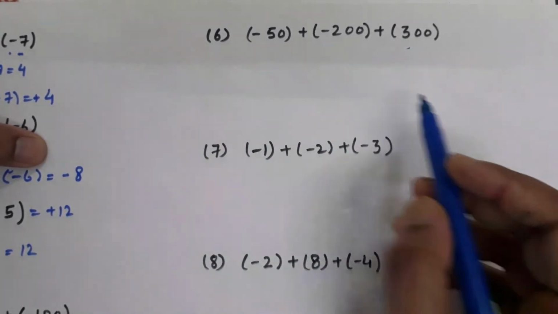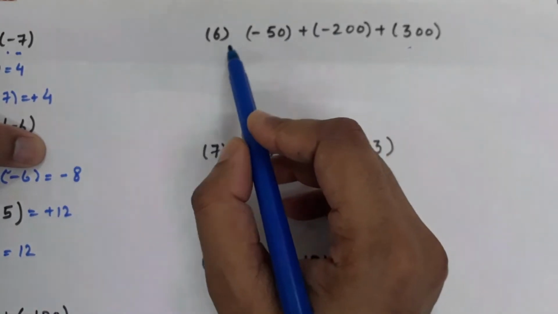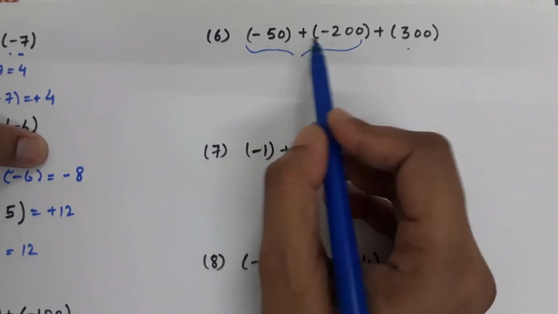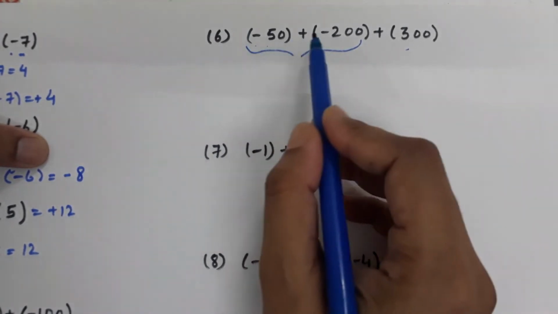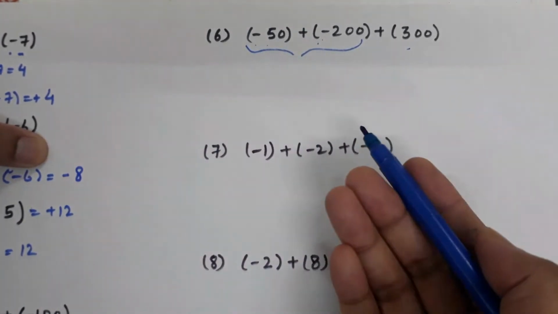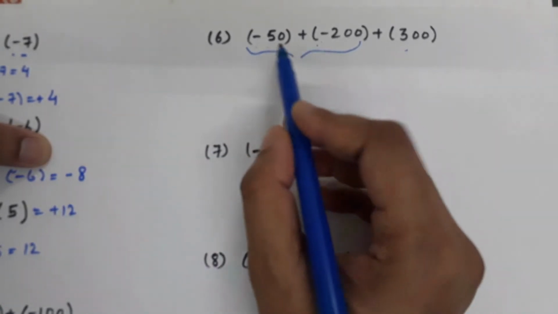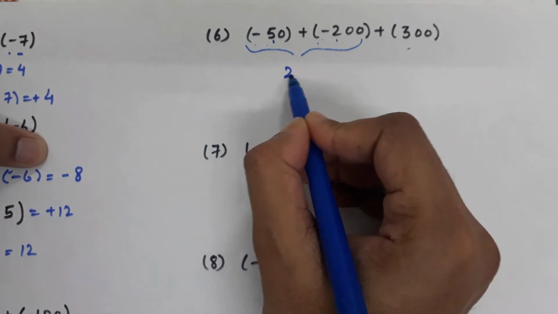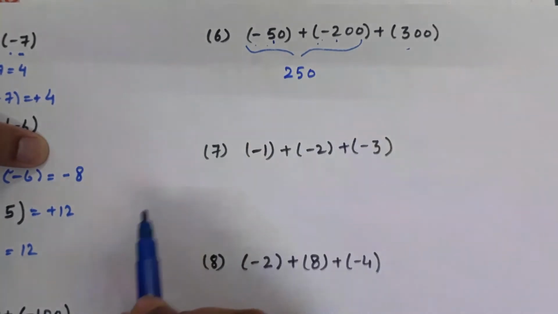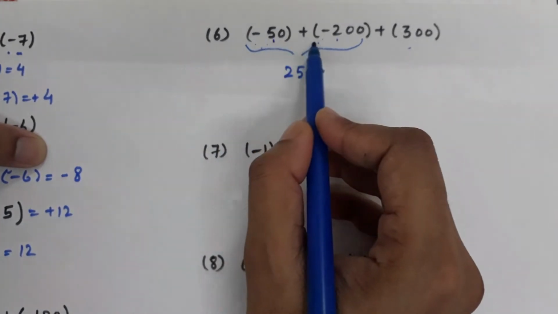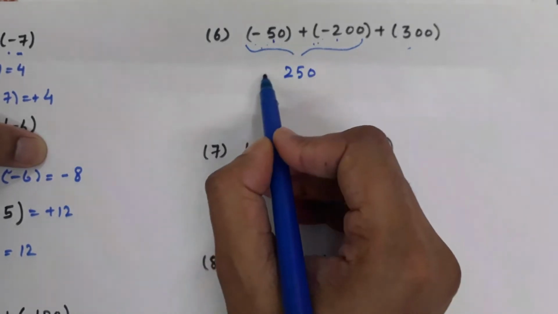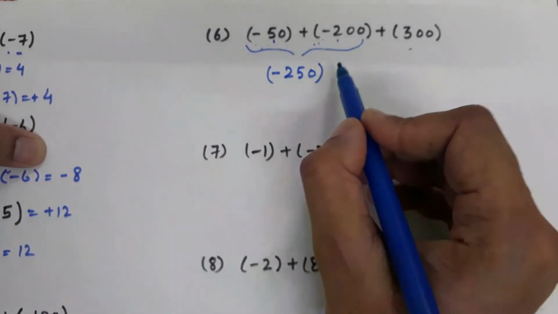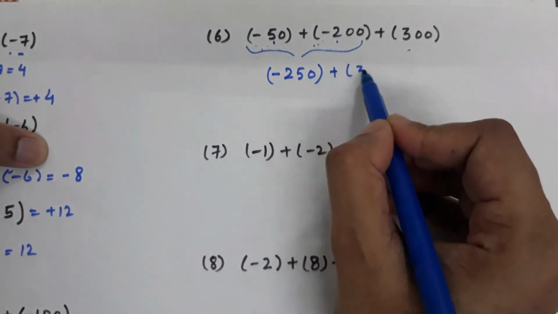It's your wish. So here I'm going to take the first two integers because they have the same sign, minus minus. And we know that if they have the same sign, we have to add them. So here I'll just simply add them. 50 plus 200 is going to give me 250. Both the numbers have a minus sign, both addends have a minus sign, so I'll put minus 250. So this I got. Now I have to do this with positive 300.